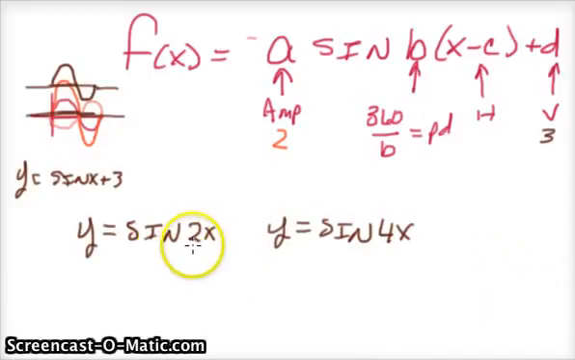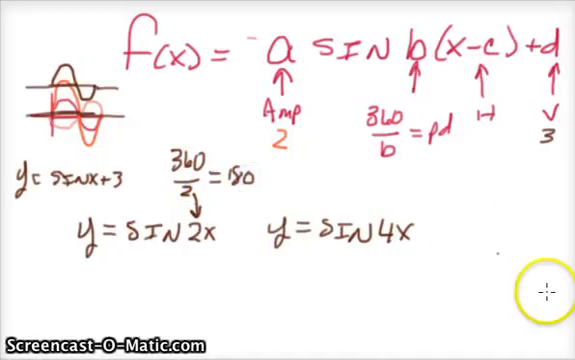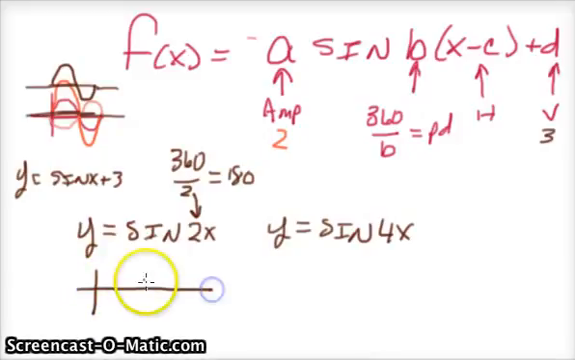Well, this is saying this number is how many waves are in 360. Or if you want to say 360 over b, which is 2, is 180. 180 is the length or the period of one wave. So if I was going to graph this with that's 180 and that's 360, this graph would look like this. There's one wave in 180 or two waves in 360.